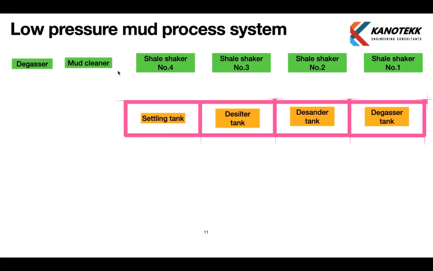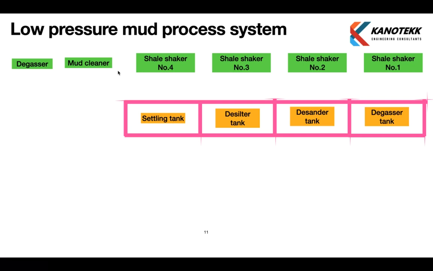Okay, so in the earlier slide we saw that the return mud with cuttings from the well has reached the shale shaker. So there is a mud processing system, which we will explain here. Below the shale shaker area, there will be shale shakers 1, 2, 3, 4, maybe a fifth one. Similarly, there will be a mud cleaner and degasser, which are equipment. We will see the details.